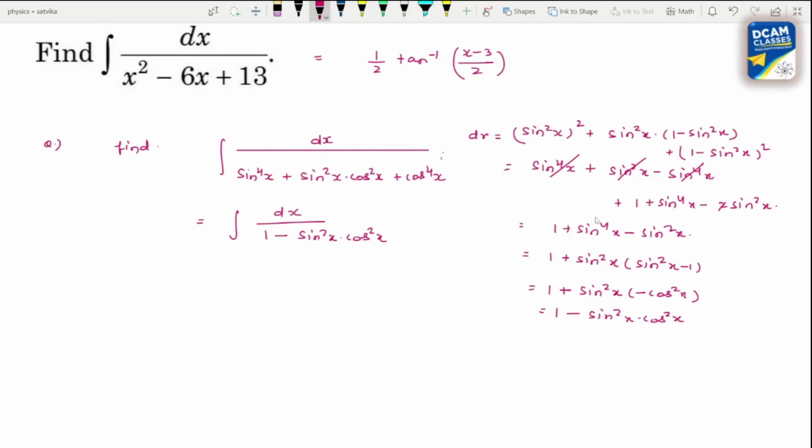But how will you take it? If we take 1 minus sine square x is equal to t, then what will you do? Okay, we can't. So then we'll take cos square x only. See, because this is one entity, sine square x into cos square x. I am asking what good it will give you if you take 1 minus sine square x is equal to t, or cos square x is equal to t, how it will be helpful for you.